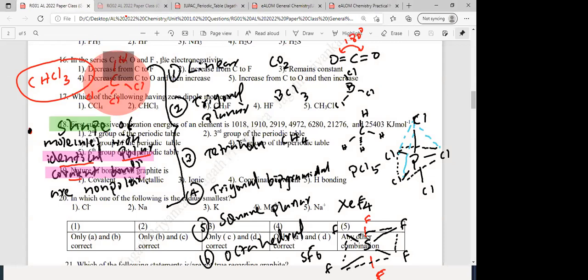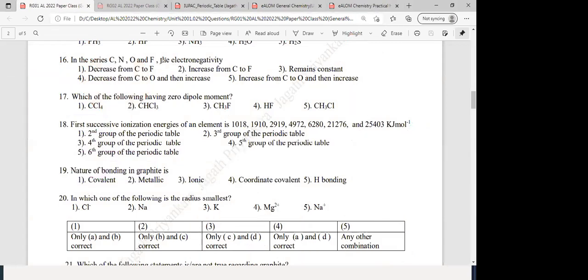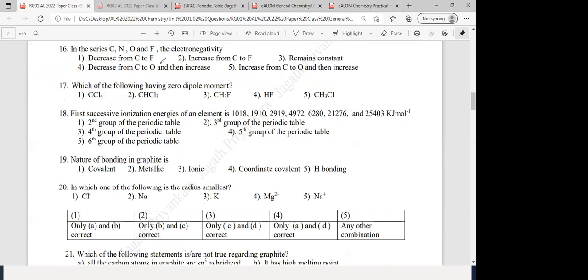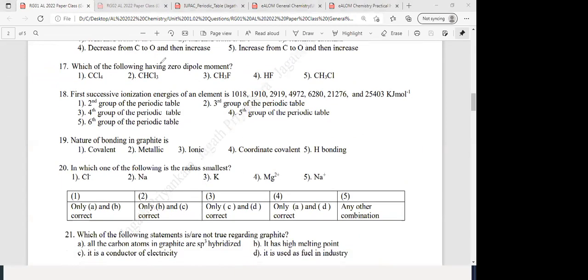Okay, what is the answer for this now? Now everyone should be able to give the correct answer for this. Which one has a 0 dipole moment? Identical molecule, the molecule with identical bonds. Which one has identical bonds? All the bonds are identical. It should be one of those shapes I have given you. It should belong to one of the shapes.